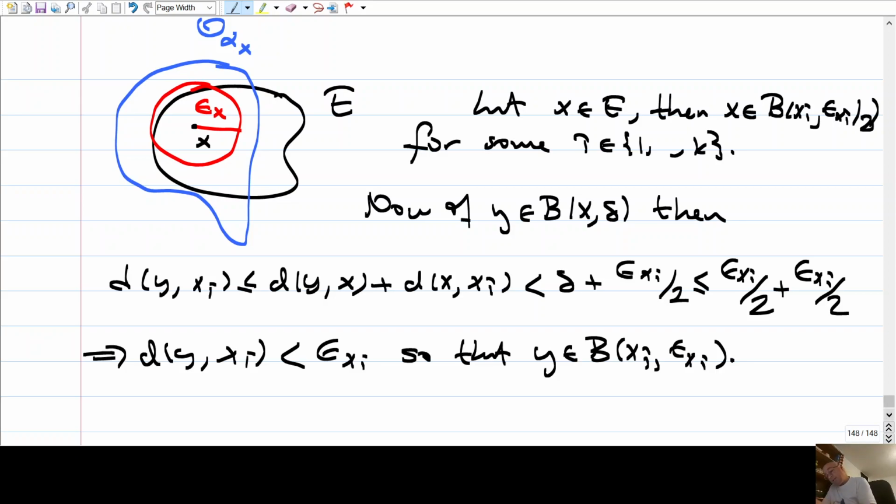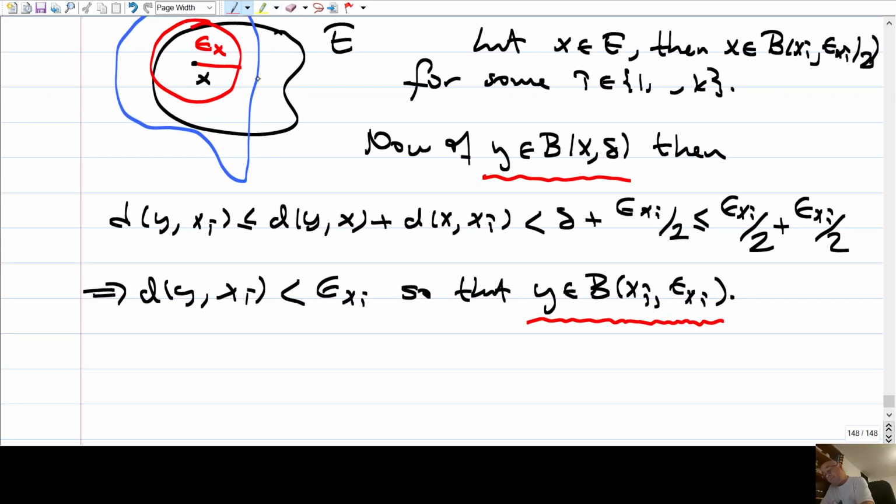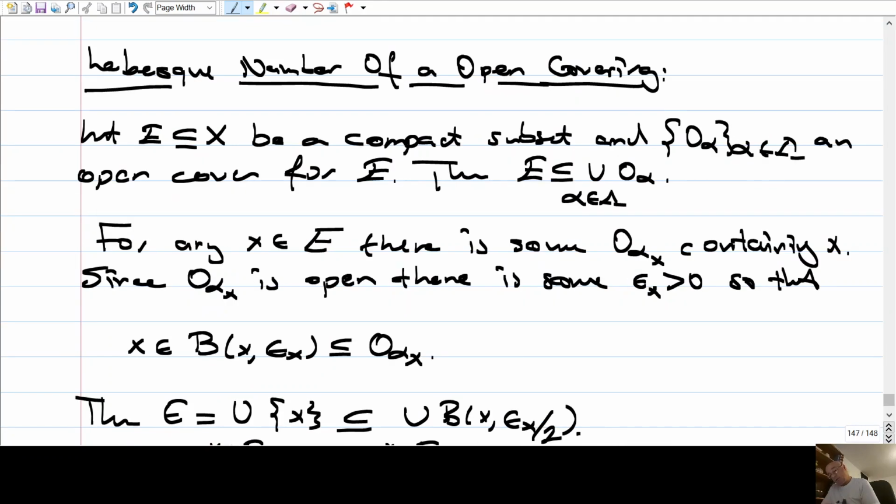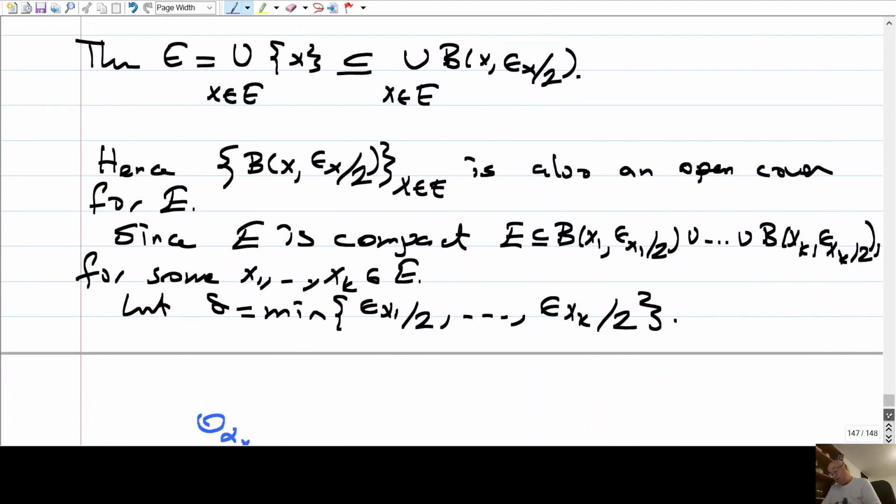Well, what we have seen is the following. You see, I started with any element of this ball. I saw that that element lies here. Hence, this ball B(x, delta) lies completely in B(xi, epsilon xi). But this ball was chosen so that it lies in one of the O alpha. So this was O alpha xi. It was a subset of O alpha i. Let me just remind you that this was chosen so that this ball lies inside one of the open sets of this original covering.